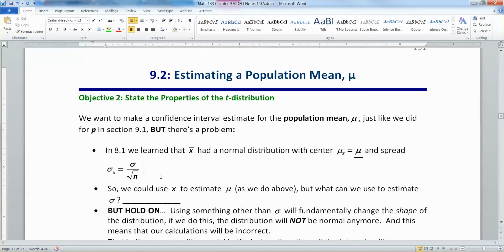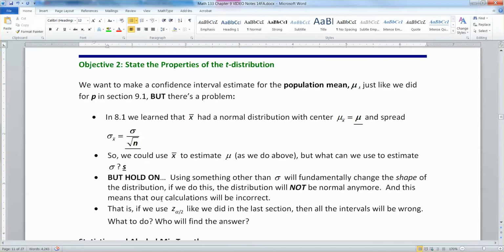Now we can use X bar to estimate mu as we do above. I mean, we do that all the time. We say, you know, X bar is close to mu. But what will we use to estimate sigma? Well, we would use S, right? S would be the closest thing we could get to sigma. But hold on, there's a problem with that. Using anything other than sigma will fundamentally change the shape of this distribution. If we use S instead of sigma, then this distribution will not be normal anymore.